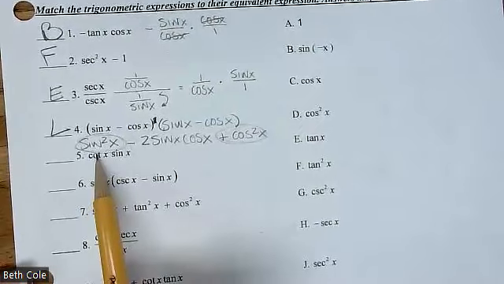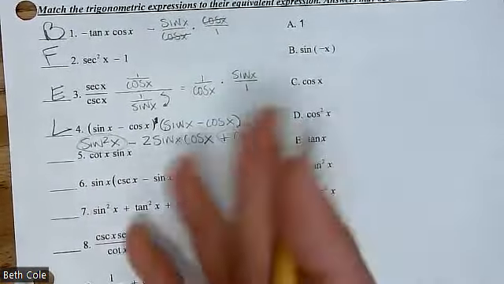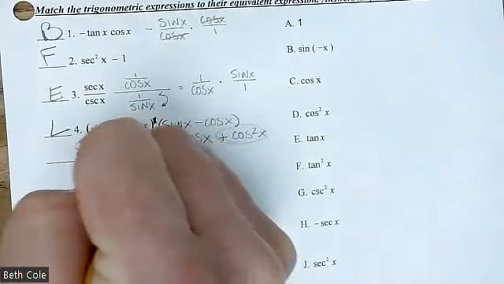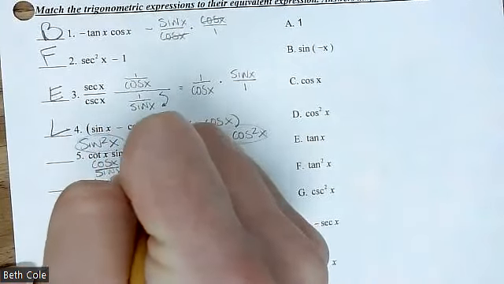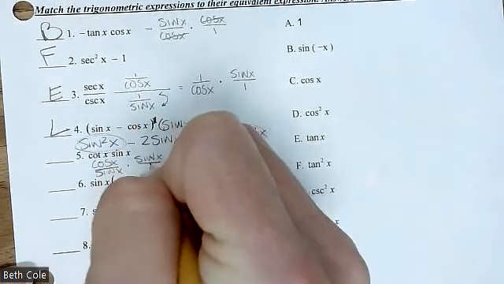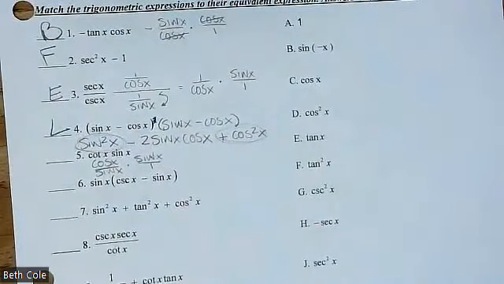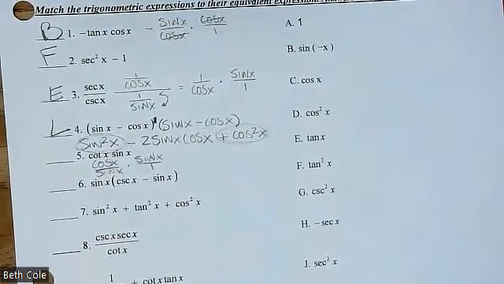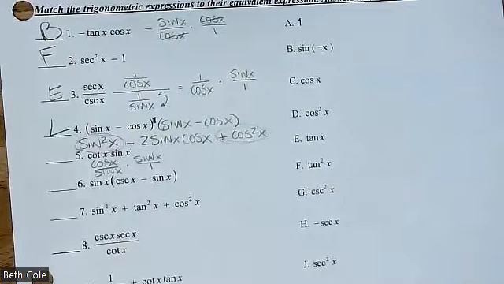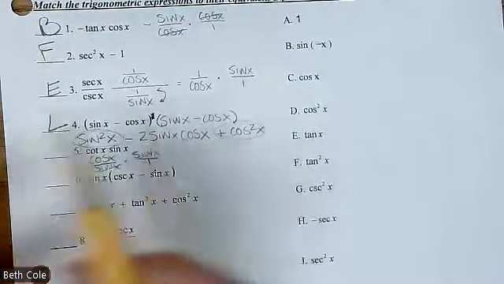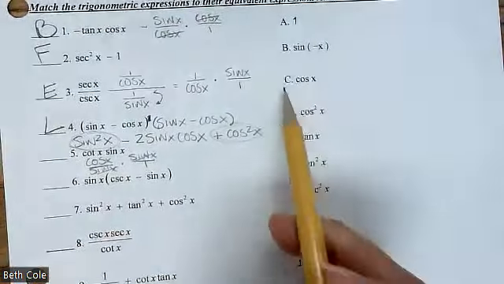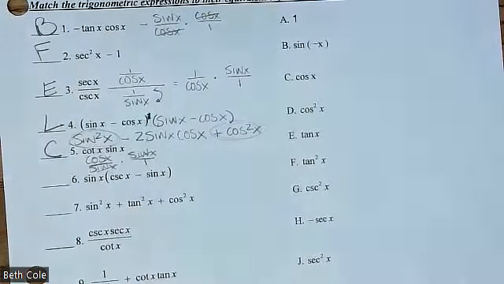All right, number five, what can you replace cotangent with? Good. That's cosine over sine. And then sine, I'm going to keep, but I'm going to put it over one. So we replace cotangent with cosine over sine. The sines cancel, and you get cosine, which is C as in coconut.